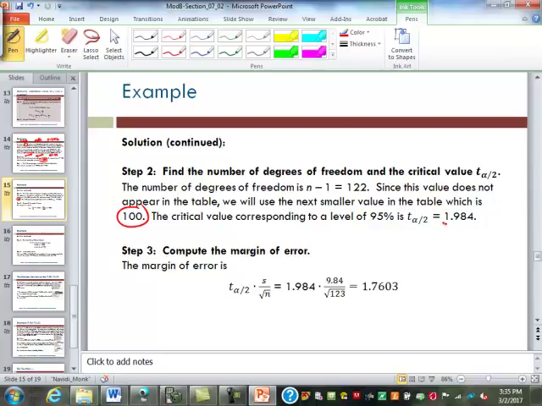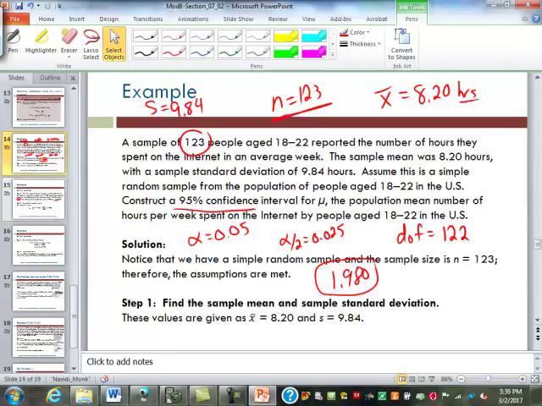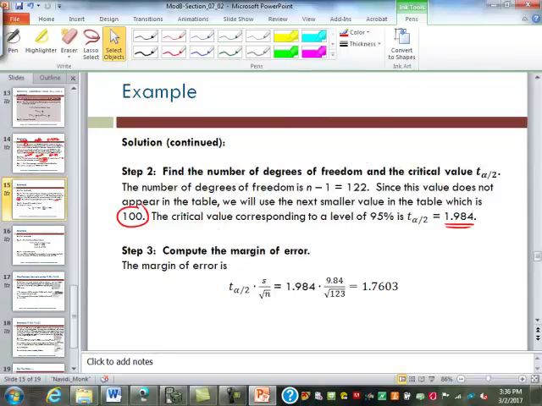So they got a larger interval. We got 1.98. They've got 1.984. So playing on the safe side, going to the smaller degrees of freedom is going to give you a larger critical value. So you're playing your confidence interval on the safe side. You're making a larger interval, so you're being safer.